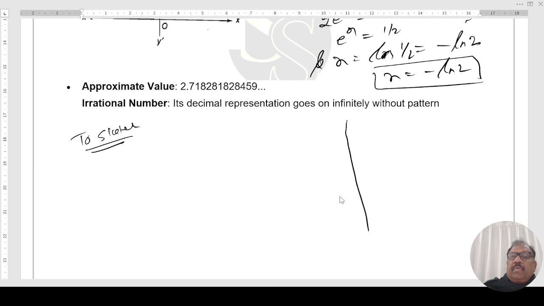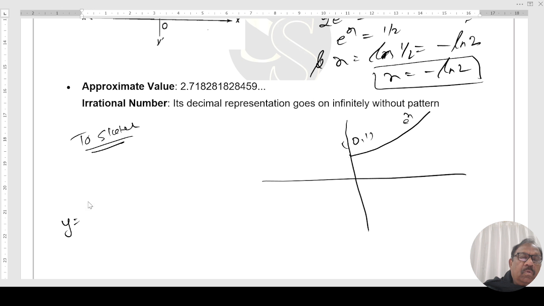Now, the next step is to sketch. One is y equal to e to the power x. e to the power x passes through like this. This is 0, 1. Then y equal to e to the power x minus 1. We have to plot this. Put x equal to 0, we get 1 minus 1, 0. It will pass through 0 like this, and then it will become like this, and further it goes like this.